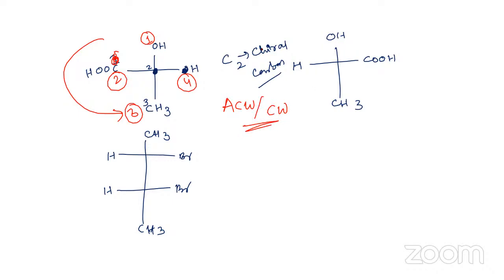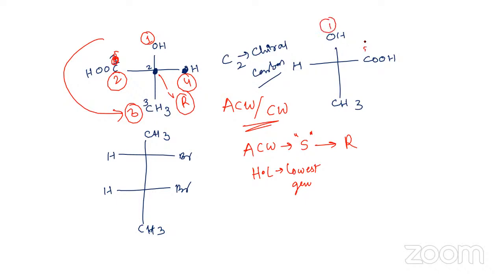Yes, anti-clockwise. Usually that would be S. But the horizontal line is having the lowest group. So now S will become what? R. So now what is the configuration of this one? R configuration. Very good. What about this one, guys? Tell me.